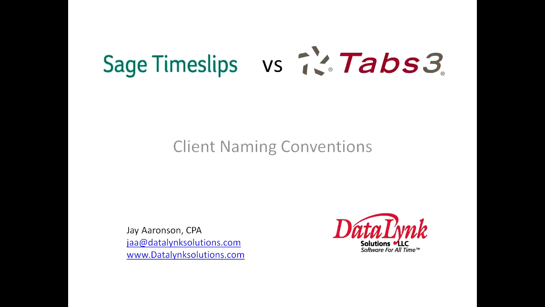Hi, my name is Jay Aronson, and in this training, we're going to cover what you need to consider when setting up your clients, projects, matters, engagements, whatever you call them, in your time and billing application. In particular, we're going to look at the naming conventions and the differences between how they're handled in Sage Timeslips and Tabs3.